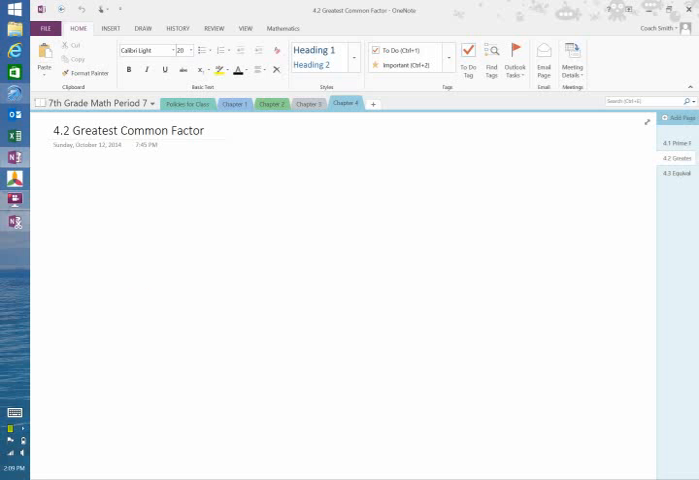Okay, 4.2, greatest common factor. Okay, greatest common factor. To know how to find the greatest common factor, you've got two different ways to do it. All right. So, two ways to find the greatest common factor.